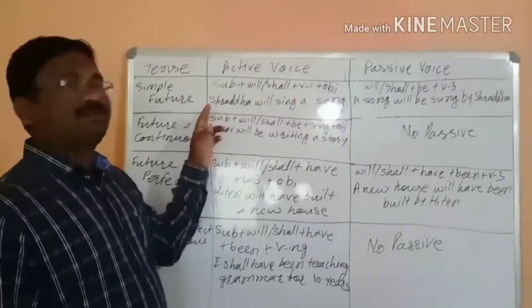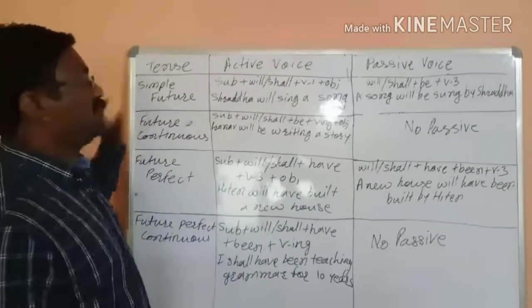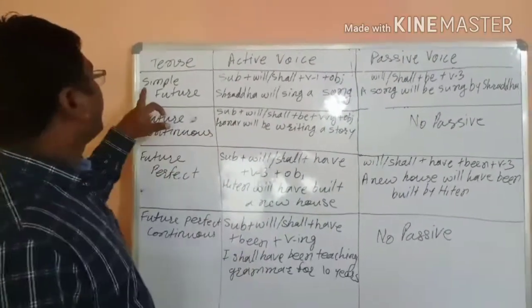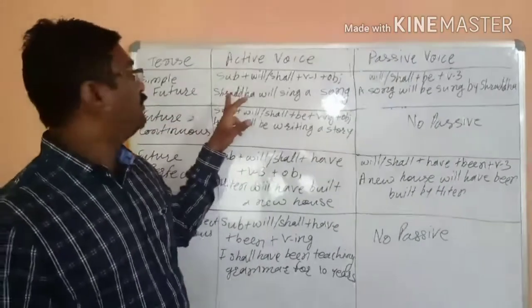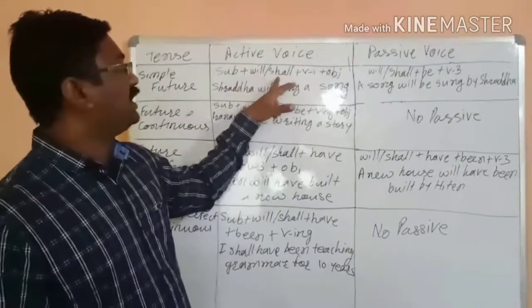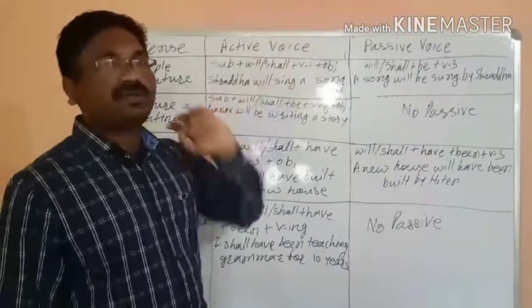Okay. Let's see now this table of future tense. Simple future. What we use in simple future? Subject plus will, shall plus V1 plus object.